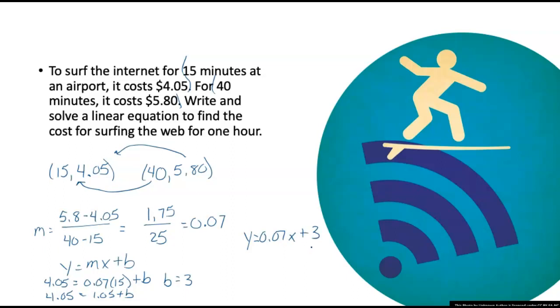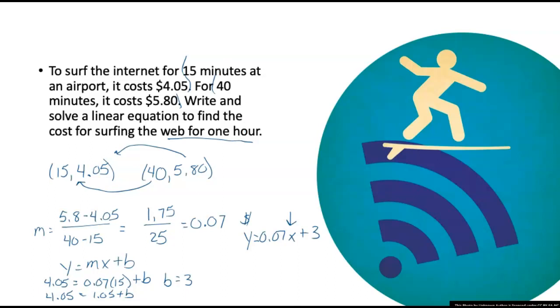Okay, now what? Find the cost for surfing the web for 1 hour. Okay, so I'm going to find the cost. Well, cost is always an output. Cost is always y. So it tells me that I should know my x if this is what I'm looking for. If I'm looking for a cost, I should know what my input for x is. And it says 1 hour. Now be careful.